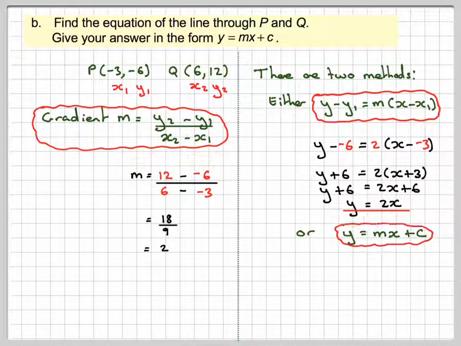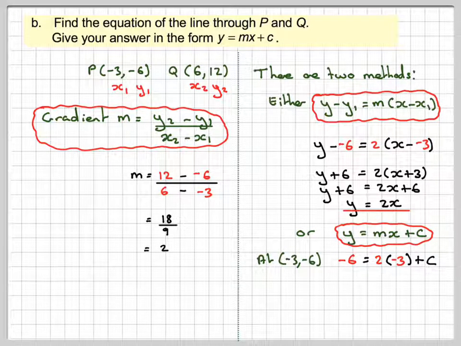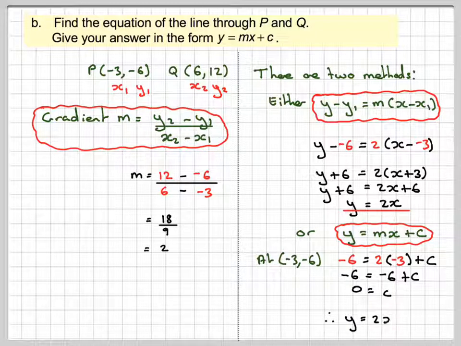If you use the other method, y = mx + c, this requires you to take a point. Again, you could have taken either of the two points. Let's take (-3, -6). So y is -6, m is 2, x is -3, plus c. And then we've got -6 = 2 times -3, which is -6, plus c, therefore c is equal to 0. The equation is y = mx + c, so it's y = 2x plus 0. We don't write the plus 0 in. Either way, you should get the same answer. You only have to do one of these two methods.